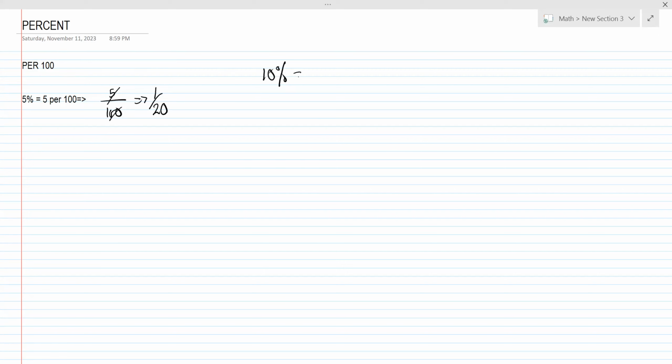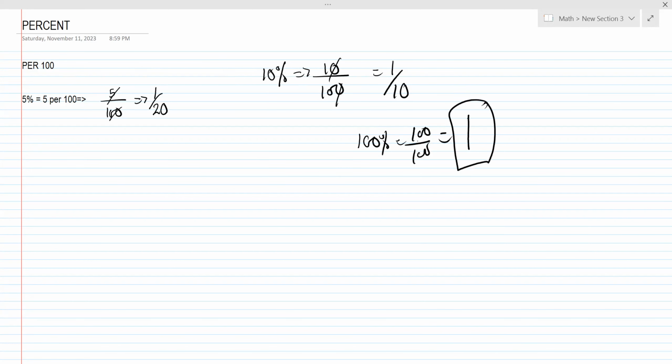10%, that is 10 over 100. We can simplify, that becomes 1 over 10. 100%, that's 100 over 100, and that is 1. That's a whole. Okay, when it's 100%, it's complete. While the rest, you can express them as fractions.